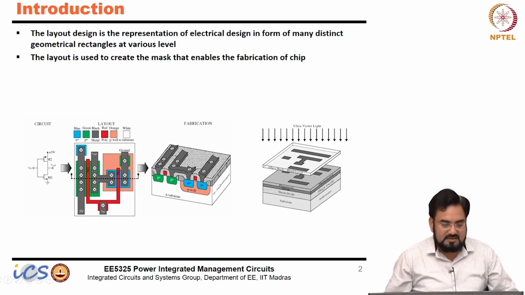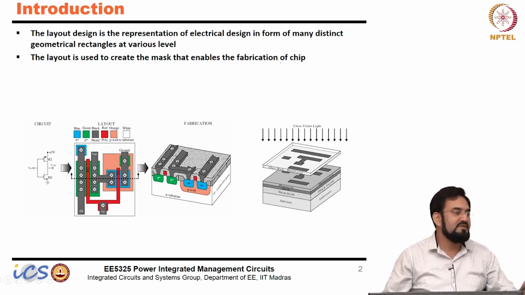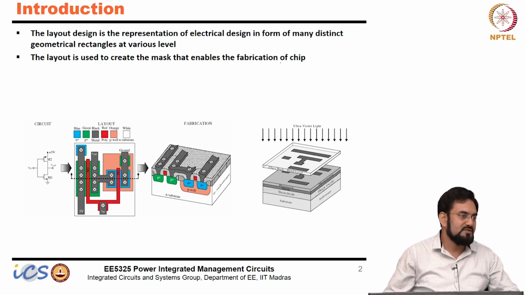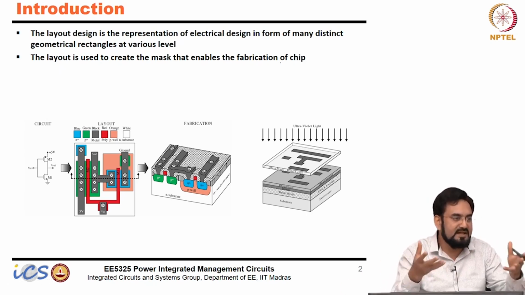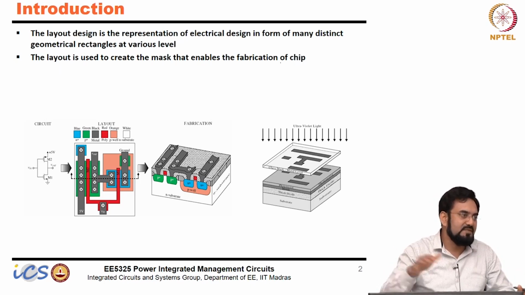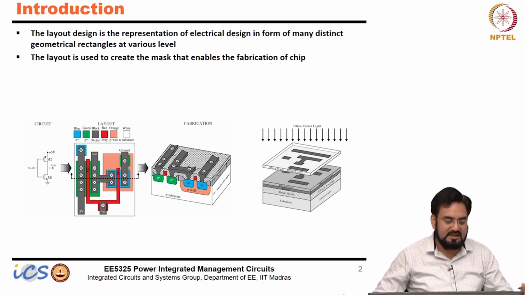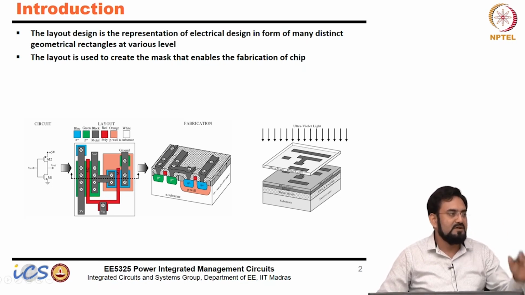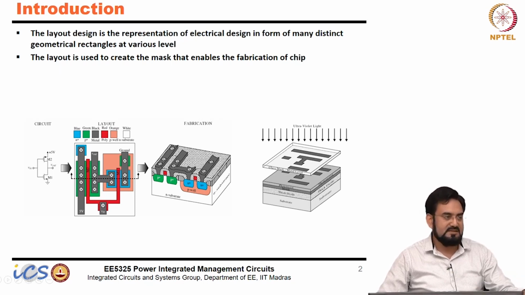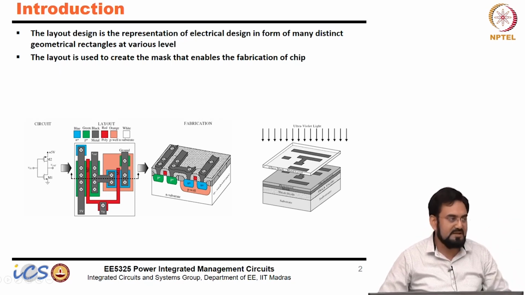So the layout design is the representation of the electrical design in the form of many distinct geometrical rectangles at various levels. The layout is to create the mask that enables the fabrication of the chip. You are telling your Fab how to create the mask, and they will create different masks, and based on that they will fabricate the chip. They don't care what circuit you have implemented. They don't understand whether you have an op amp or not, they only understand the layers. That's what you tell them: this is layer by layer information I am giving you, and that's how you have to fabricate.